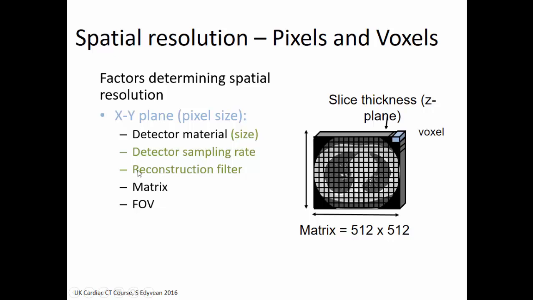Okay, so I've added in a couple of extra things to your notes as well. The factors determining spatial resolution are not just the detector size and the matrix and the field of view, but also the sampling rate and the reconstruction filter, because I mentioned that earlier. And then along the z-axis, we're talking about the slice collimation, the slice thickness, and the detector size again. So detector size in both dimensions is important.